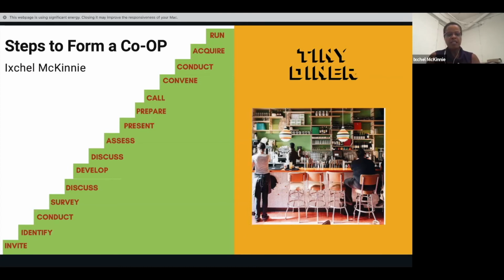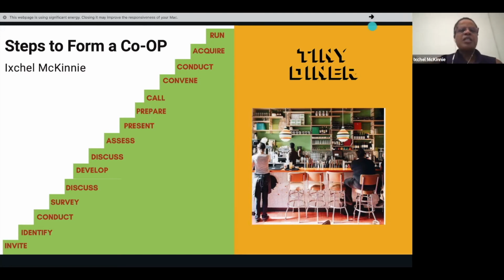So the next step is to assess the viability of the business by conducting a feasibility study and developing a business plan. And these really should be separated out because the feasibility study is one step, and then there's a decision again as to whether to move forward, and then you create a business plan. So the next step is presenting the results of the feasibility study, and again, there's a decision point. Should the group move forward in establishing a cooperative? If the answer is yes, then there's the preparation of legal papers and incorporation.